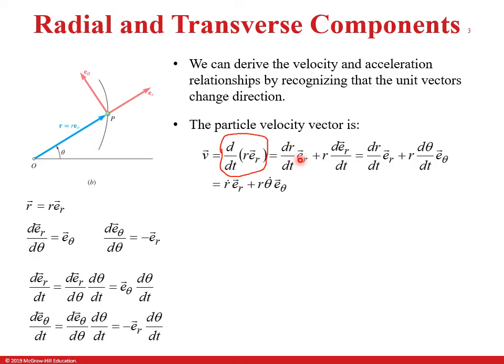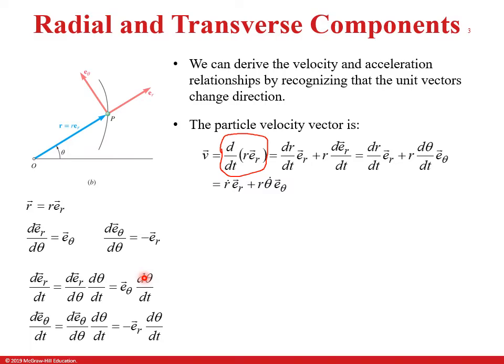Derivative of r with respect to time multiplied by the unit vector in the radial direction. That's going to be r dot, right? r dot E sub r. That's giving us this. Then r times the derivative of E sub r with respect to time, how we are changing this into r d theta, because this is staying the same. These two are staying the same. This is changing to r d theta dt times E sub theta. We're doing that by using these equations down here.